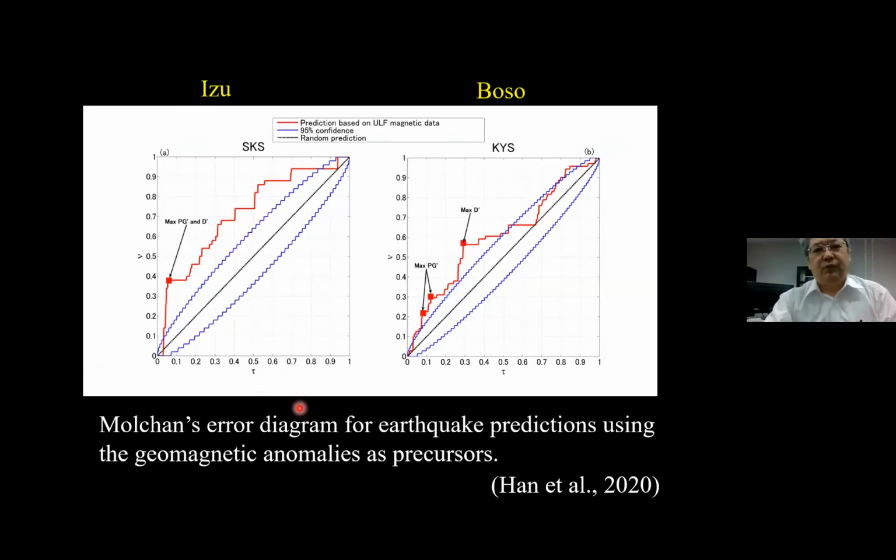So this is the result for the volcanic area and also the other area. We have similar results. For the volcanic area, we have much better performance: about 10% alarm rate and 40% of earthquakes we can successfully detect. So this is the latest result which we have done.